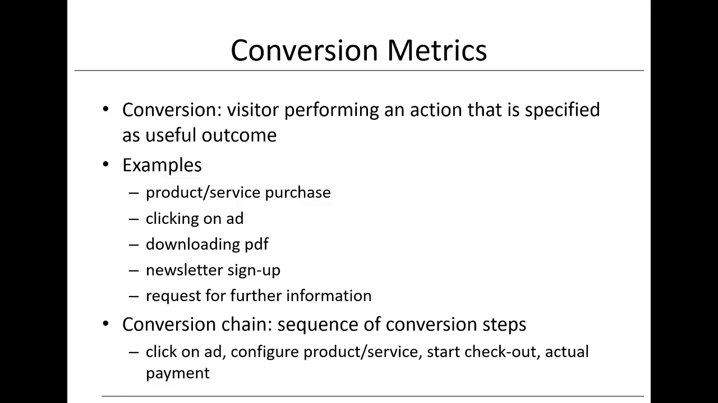A conversion is defined as a visitor performing an action that is specified as a useful or desired outcome, considering the website's purpose. Examples could be a product or service purchase, clicking on an ad, downloading a PDF, a newsletter sign up, or sending a request for further information. The conversion chain then represents the sequence of conversion steps, such as clicking on an ad, configuring a product or service, starting a checkout process, and ending with the actual payment.